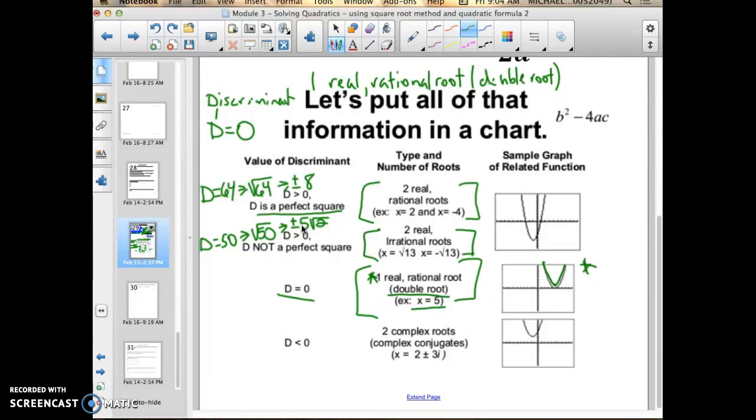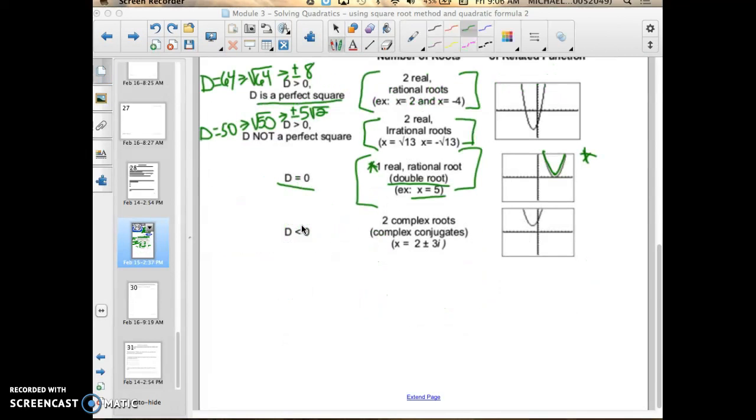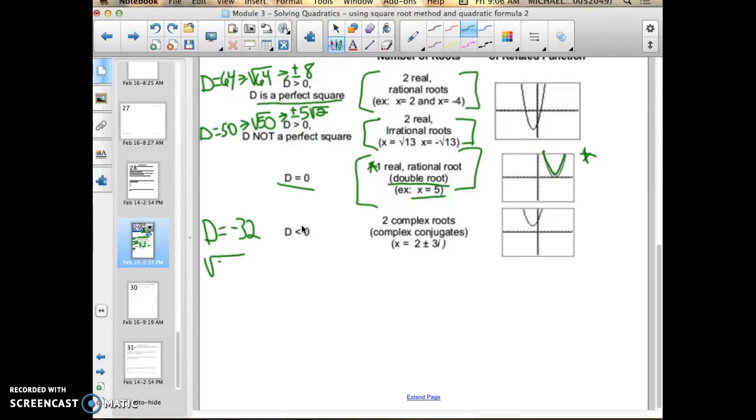And then finally, the last situation that occurs is when d is less than 0. So let's say d is negative 32. This means that I'm going to take the square root of a negative 32, which breaks down into plus or minus 4i times the radical of 2. So I know in this case that if d is negative, it's going to give me two complex roots. And at the very end, it's going to be a complex conjugate, which we're going to talk about in the next video as well.